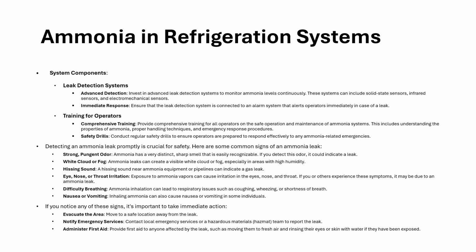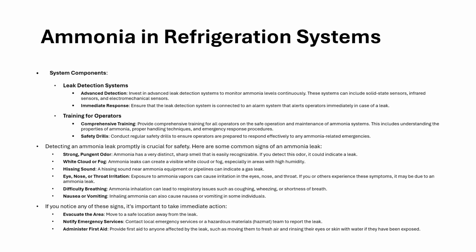Detecting an ammonia leak promptly is crucial for safety. Here are some common signs of an ammonia leak. Strong pungent odor. Ammonia has a very distinct, sharp smell that is easily recognizable. If you detect this odor, it could indicate a leak. White cloud or fog. Ammonia leaks can create a visible white cloud or fog, especially in areas with high humidity. Hissing sound. A hissing sound near ammonia equipment or pipelines can indicate a gas leak.